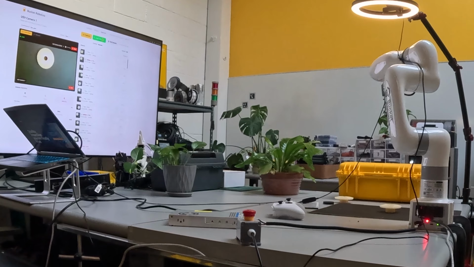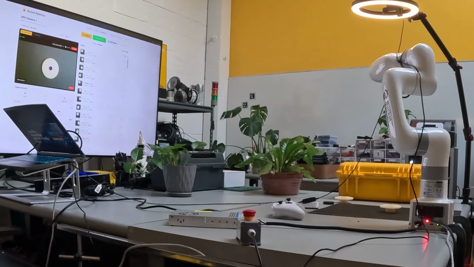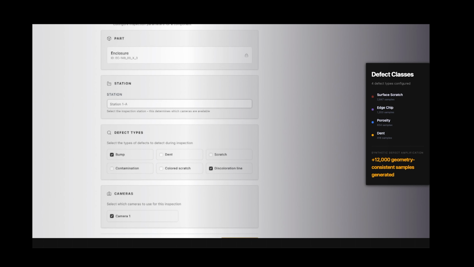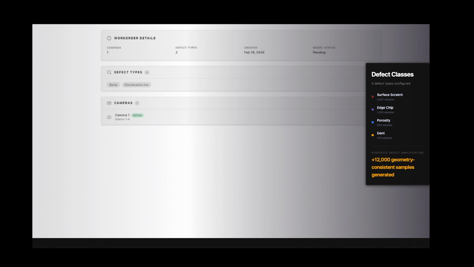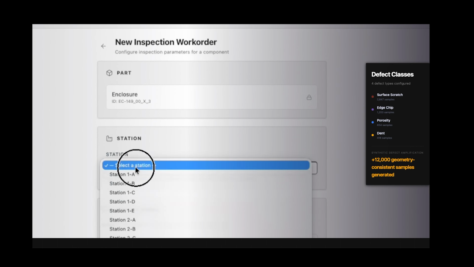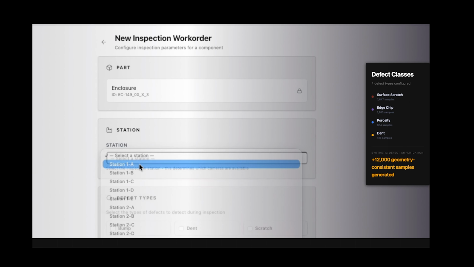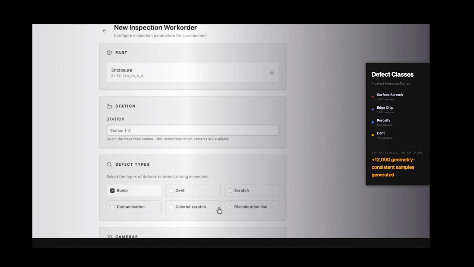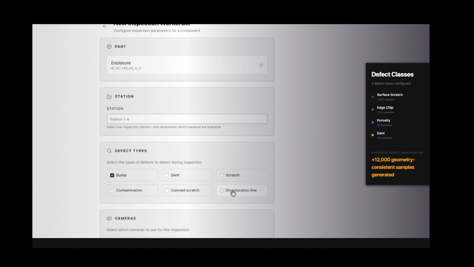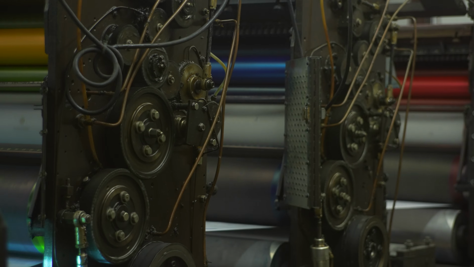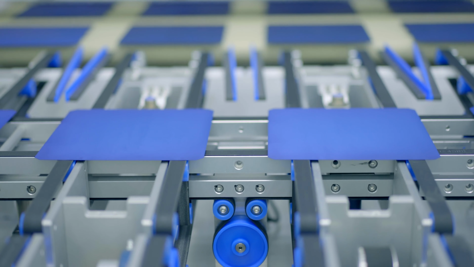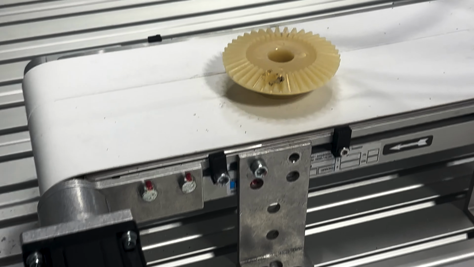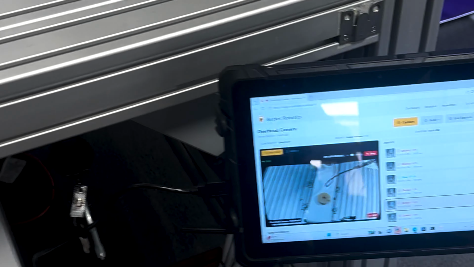If inspection depends on recollection and relabeling data every time something shifts, you're always behind. With synthetic data built from geometry, we simulate those scenarios before they become operational problems. In manufacturing, there's lots of inherent variability. SKUs are going to change, colors are going to change. You don't want to have to recreate models and start recollecting data all throughout that time.